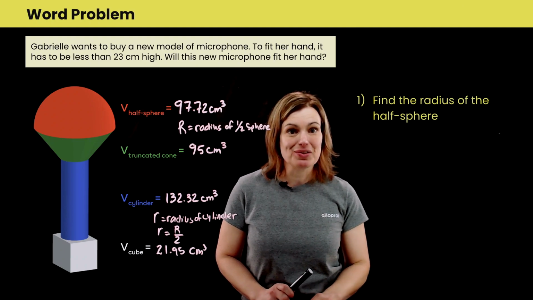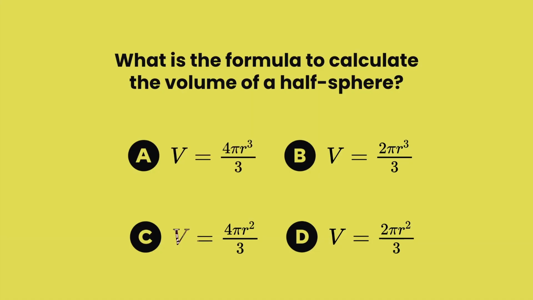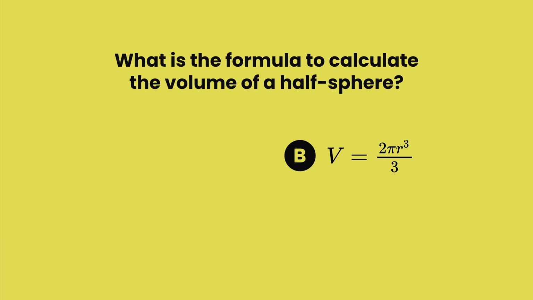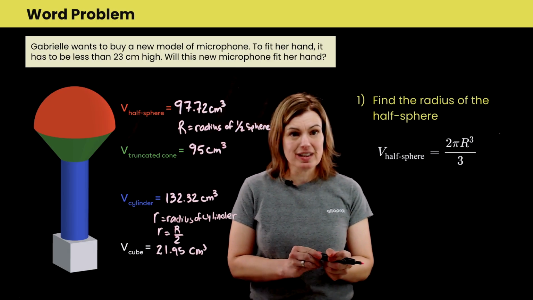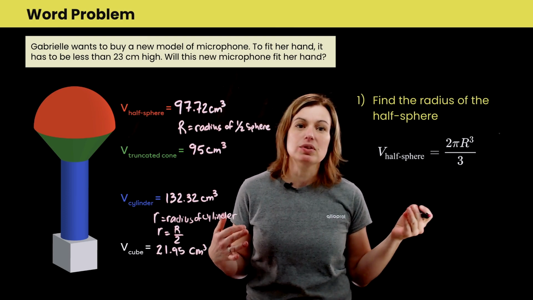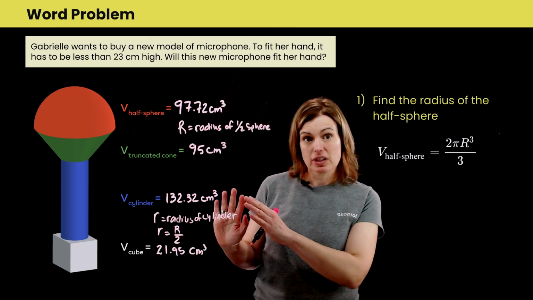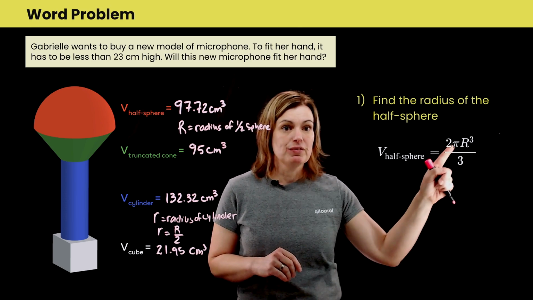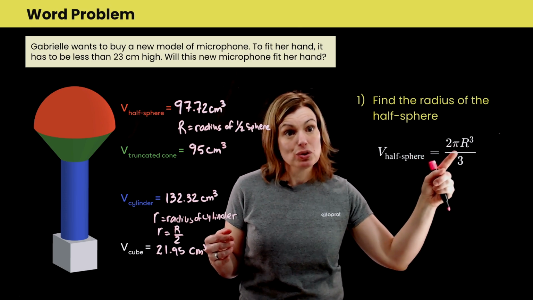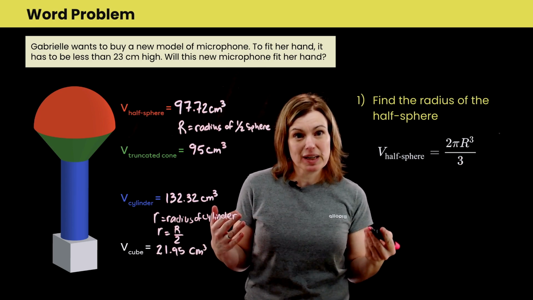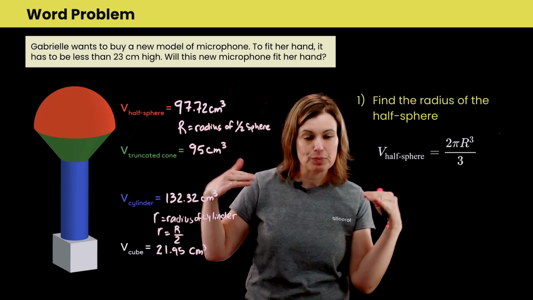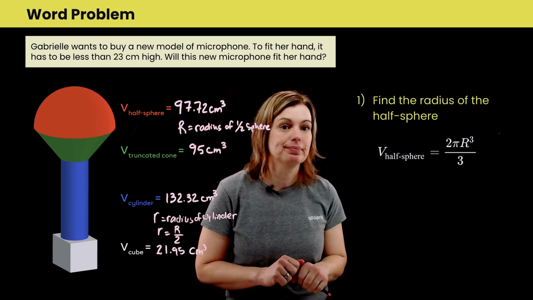Before we do, though, I have a question for you. What is the formula to calculate the volume of a half sphere? If you guessed B, you're correct. So this is the one we're going to use. And you'll notice that instead of 4 pi r cubed divided by 3, like we saw on the first slide with the formula, we've divided that 4 by 2. So we have 2 pi r cubed divided by 3 for the half sphere. And that is because we literally have half the sphere. So we're going to cut that volume in half. All right.